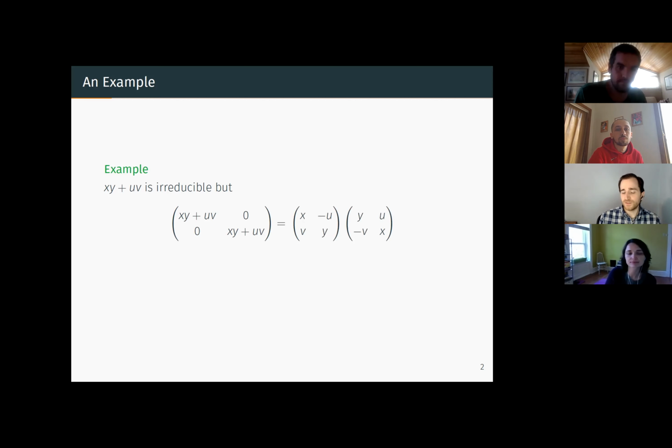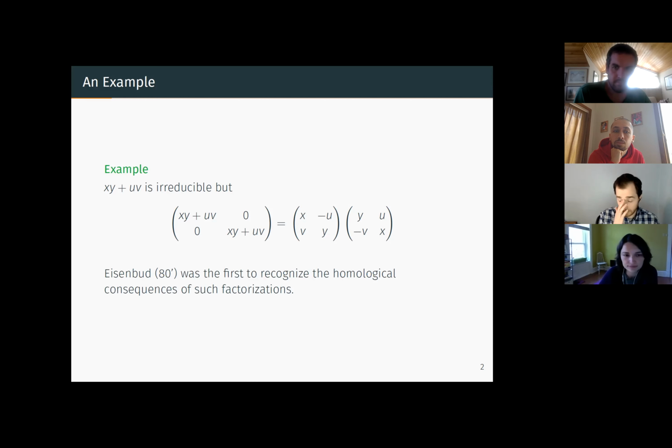And in terms of these two matrices here, this is a nice little trick that you can do to get this identity times the polynomial factored. So this is maybe not that sophisticated and has probably been known, this sort of trick, by possibly many people, but Eisenbud in 1980 was the first person to recognize the homological and commutative algebra consequences of these type of factorizations.